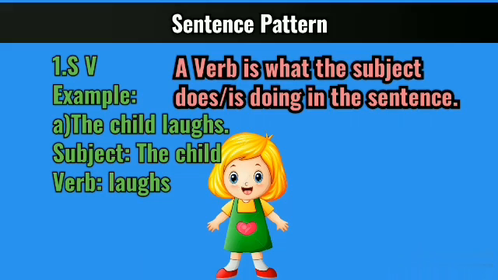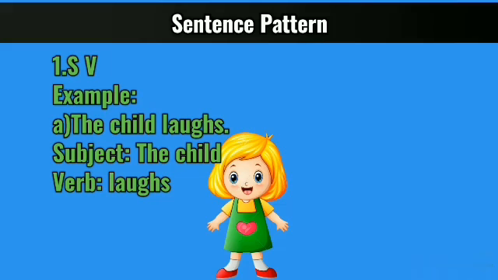A verb is what the subject does or what the subject is doing in the sentence. Here, what does the child do? It laughs. So, laughs is the verb.